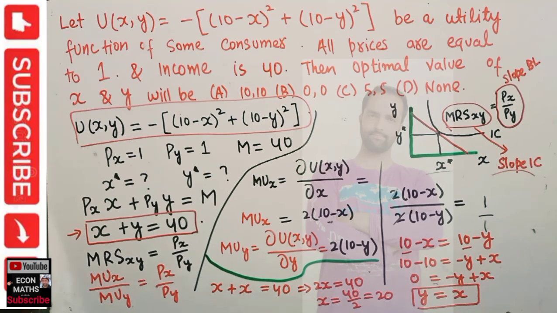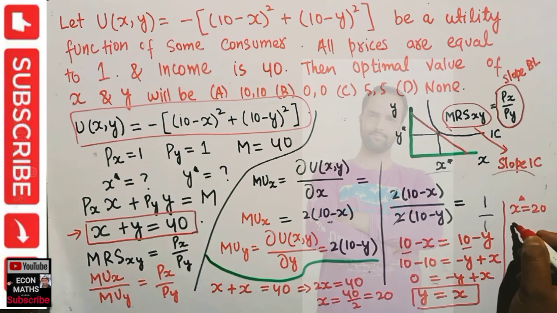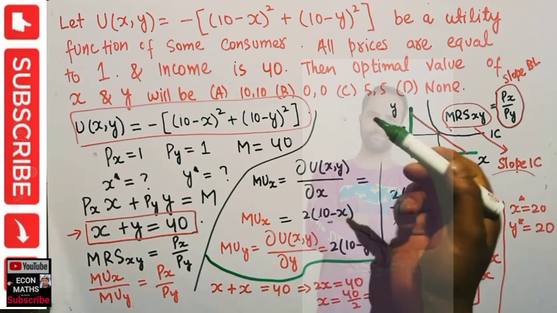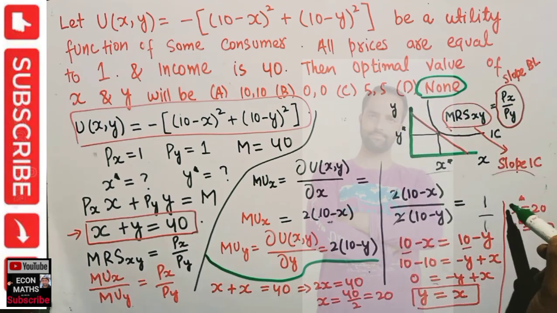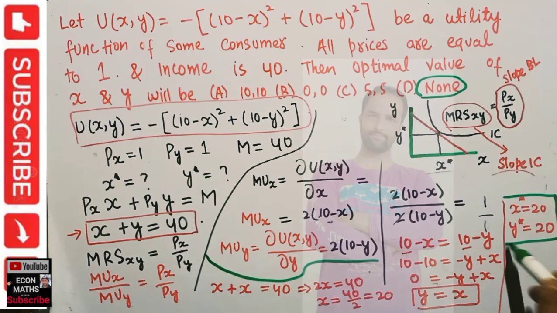Okay, and let me write it here. So if x is equal to 20, which is our optimal value of good x, then what will be the optimal value of y? Since y is equal to x, x is equal to 20, that means y is also equal to 20. So our optimal combination of good x and y will be 20, 20. Okay, so the correct option should be none, and the optimal combination will be 20, 20. Okay, I hope I make myself clear in this video. Thank you.